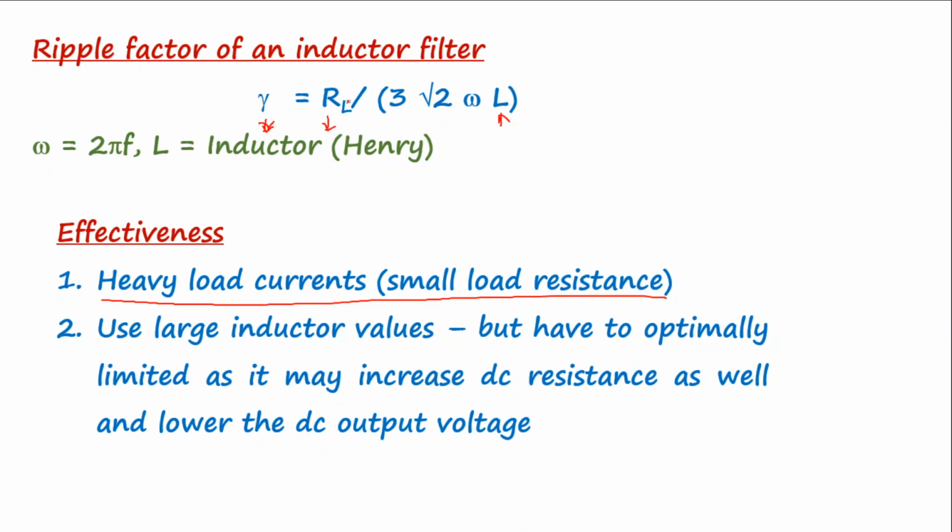Then the second thing is, we already said that for the ripple factor to be low, or for an inductor filter to be more effective, the inductance value should be very high. So for its effectiveness, it is effective for heavy load current, and second, it is effective when large inductor values are used.